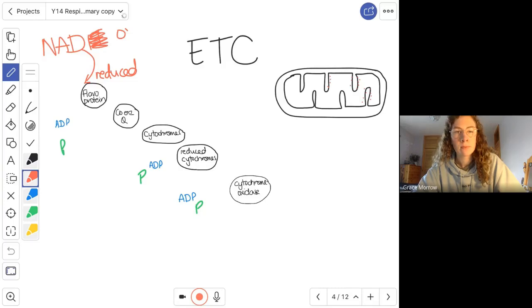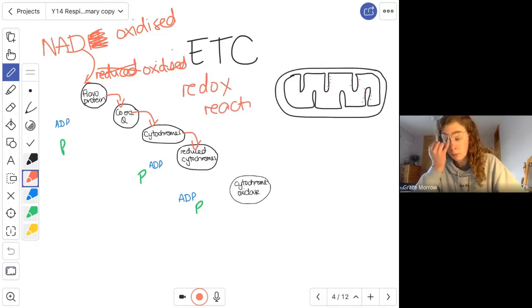Flavoprotein passes the hydrogen on to the next carrier molecule, coenzyme Q. So the flavoprotein then has lost the hydrogen, so it's become oxidized. So we've got this series of reduction and then oxidation happening to each of these molecules in turn. And so that idea of reduction and oxidation, we call those pair of reactions redox reactions. And obviously you can see reduction, oxidation there. So the hydrogens are passed down.